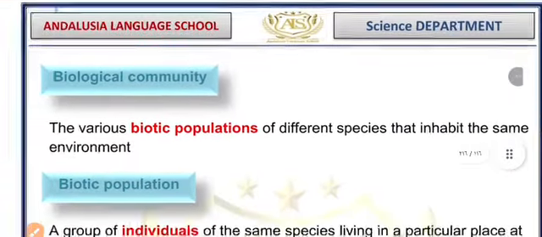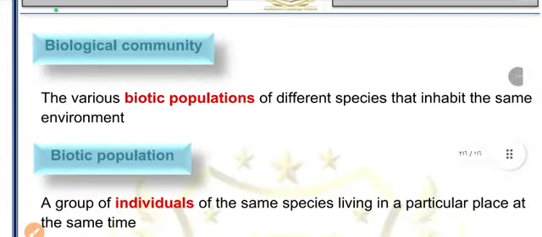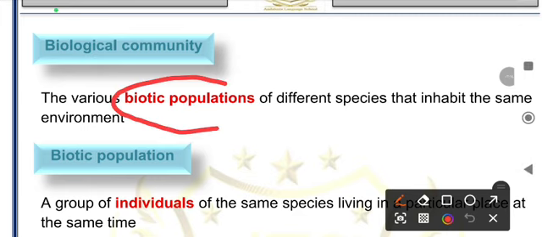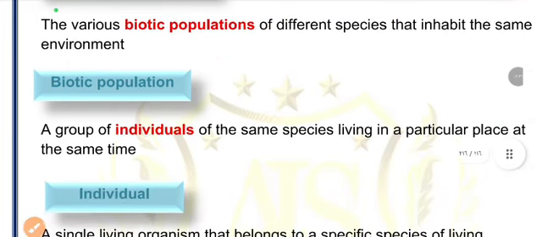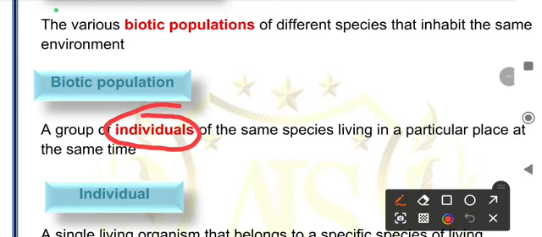Biological communities means the biotic population, or living organisms, in this ecosystem or this environment. It means different species like lions, plants, animals, humans. Okay? So biological communities means biotic population. This biotic population consists of individuals of the same species, like lions.